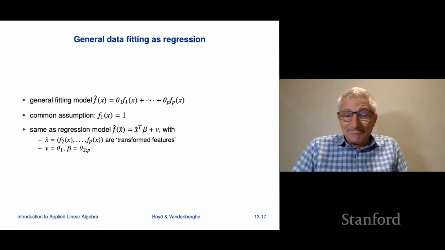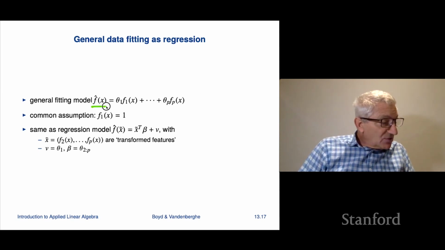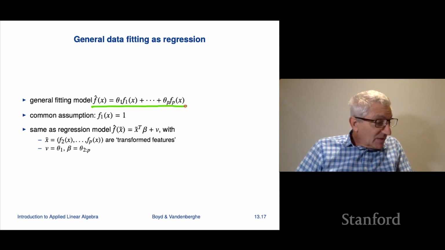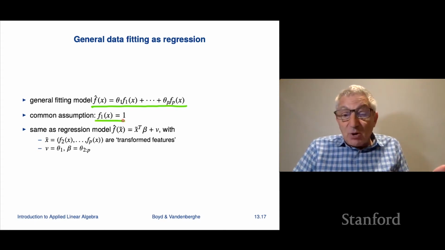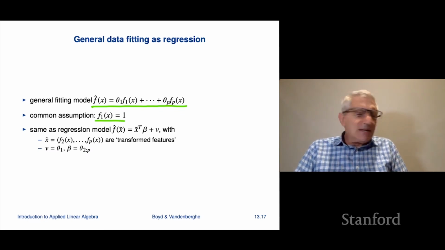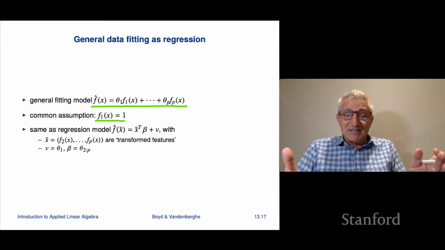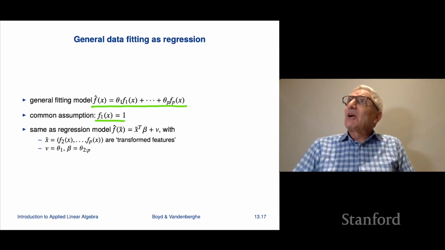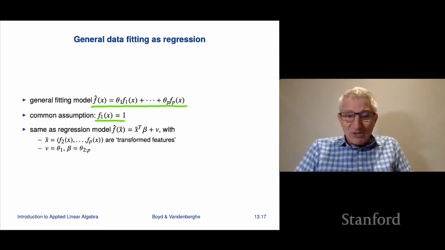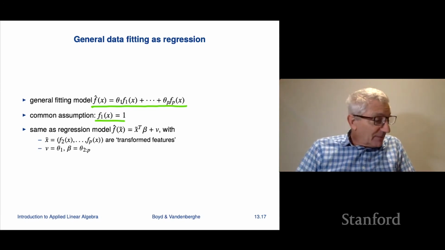Now it turns out the opposite is true in a weird way. Suppose we have a general fitting model, f hat is theta 1 f1 of x plus up to theta p fp of x. And it's extremely common to have the first component equal to 1. That's called an offset in the model or a constant. In fact, it's so common that a lot of systems that do this stuff for you just assume it. They don't even say it. They just say there's an offset. And you actually have to call the methods with a minus minus no offset to not have the first component be 1. But okay.